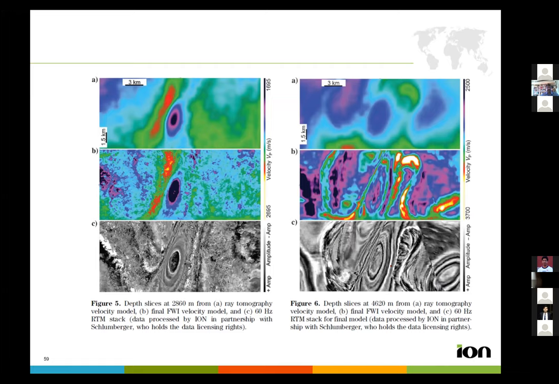So here we have depth slices. This is the ray tomography model, this is the final FWI model, and this is RTM. The RTM was done at 60 hertz, so much higher frequency than FWI. And of course, this has all the details of geology, which I don't understand, obviously, because I'm not an expert in geological interpretation. And this is another slice at 4260 meters. These are different depths and all these details. It's beautiful. I don't think it would be possible to derive images like this if we did not apply FWI.